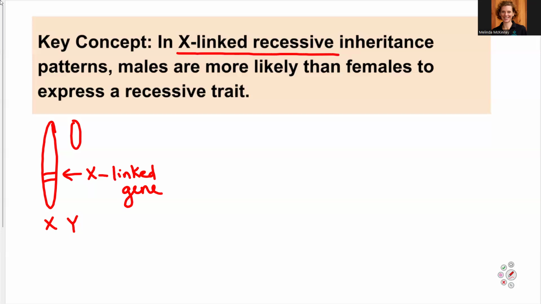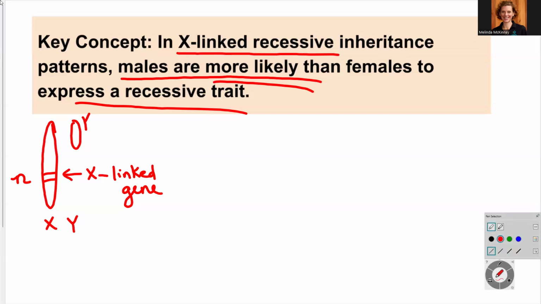And if it's recessive, then you really have an interesting pattern of inheritance where males are much more likely than females to express the recessive trait. If they just have one copy of a recessive trait, it's going to be expressed because, in this case, it's not diploid, right? There's no analog over on the Y chromosome. And so you just have this one allele, the recessive allele. That's all you need, and it will be expressed. All right, so let's look at an example of that.